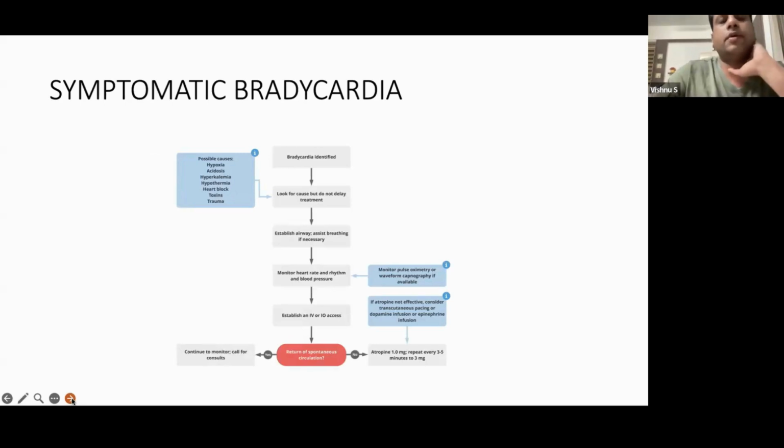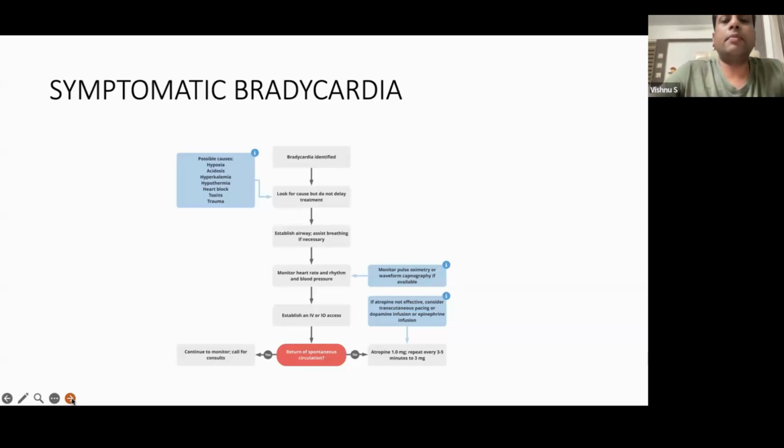Some people who are sportsmen, very active physically, will have a heart rate around 45 or 50. In that patient, bradycardia is only physiological. But in some patients, that 40 or 50 will be symptomatic. They will have fatigue or giddiness and all those things.